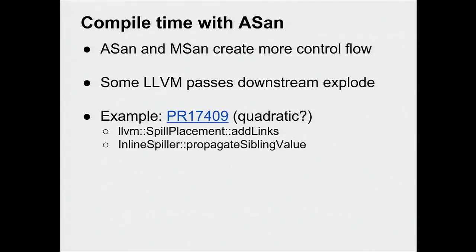Another piece of complaints: ASan and also MSan create extra control flow in the LLVM IR. And this sometimes explodes some of the optimization passes downstream, mostly in code generators. I have one outstanding example, but there are many more. So the usual issue is that there is some optimization phase that has a quadratic algorithm in the worst case, and we actually hit this worst case because we create lots of new basic blocks.